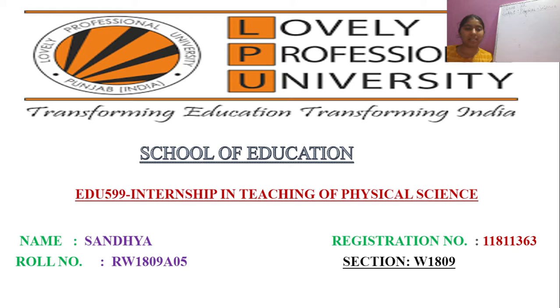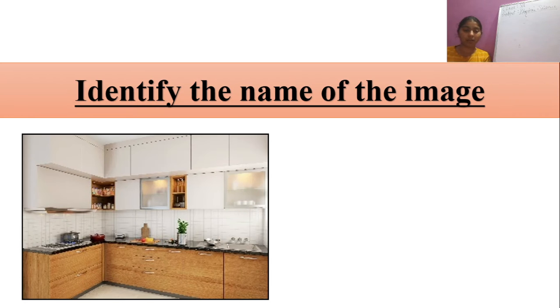Okay students, I have something for you. I'm going to show you one image. You have to identify that image, which is present at your home. I have taken this image from your home. Students, tell me which area this is, what is the name of this part of your house? Have you got it? Yes students, very good. Basically this is a kitchen.